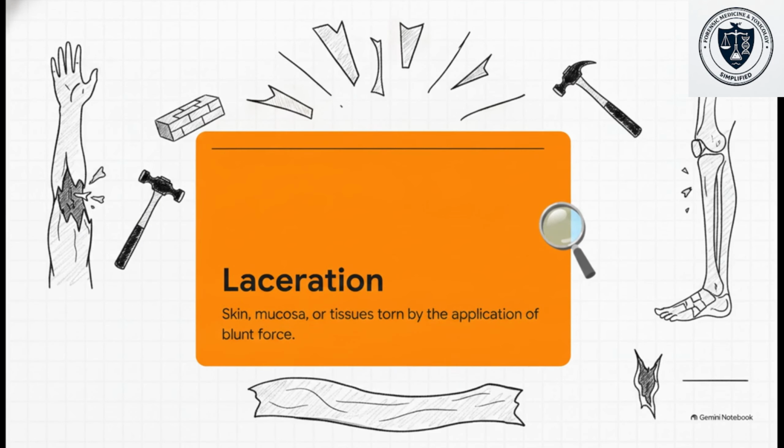Right. To start things off, we actually need to completely redefine a word that you probably hear and use all the time: laceration. In forensic medicine, a laceration is specifically a wound where the skin, mucosa, or underlying tissues are torn as a result of blunt force. It is not a clean slice from a sharp blade. That's called an incised wound.